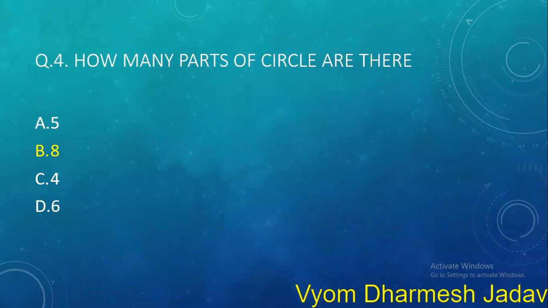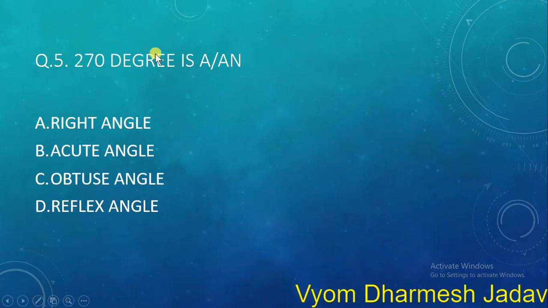The answer is 8. First, radius, center, radius, diameter. Circumference, chord, sector, segment. And the arcs. So, the next question, 270 degrees.